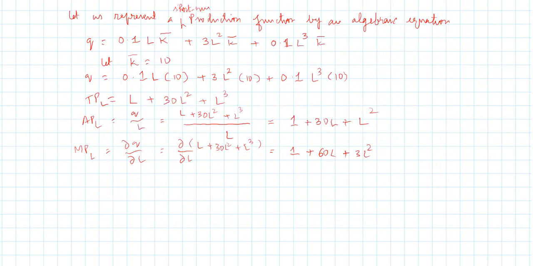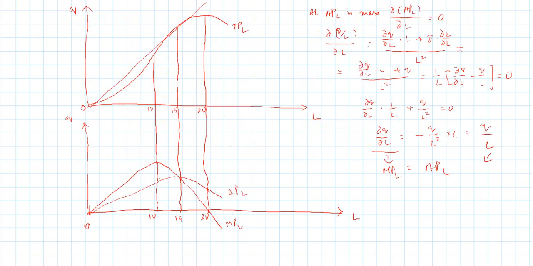Now this graph has 3 phases. Up to 10, what happens? The total product of labor increases at an increasing rate. This is important. Up to 10, what is 10? 10 units of labor. Up to 10 units of labor, the total product of labor increases at an increasing rate. Thereafter, it is increasing but at a decreasing rate. Then after that, it declines. So this is how it works.